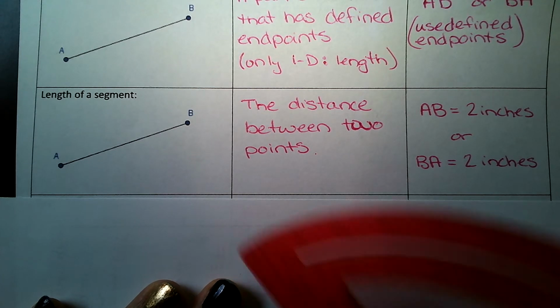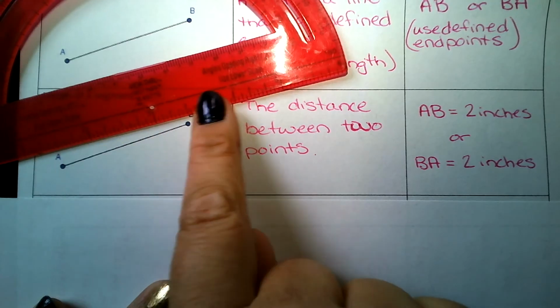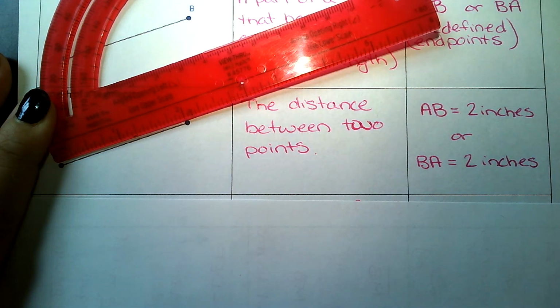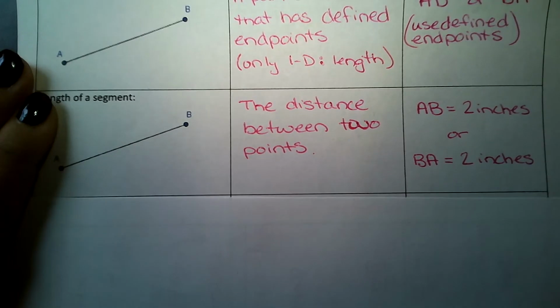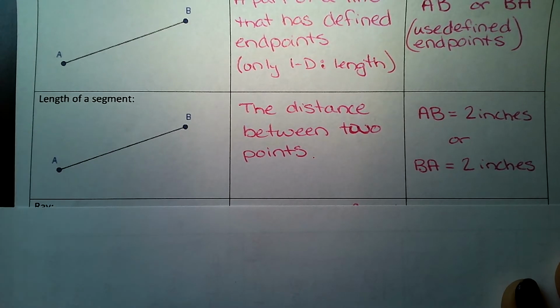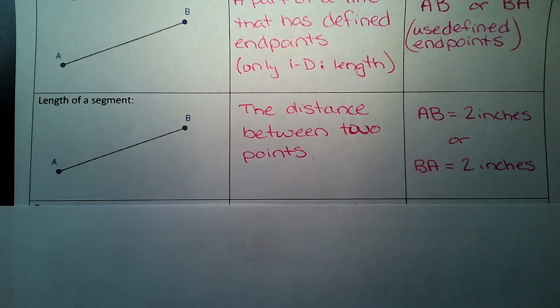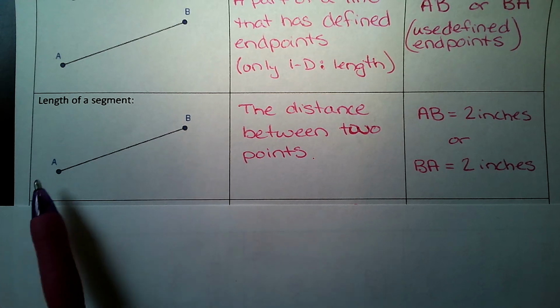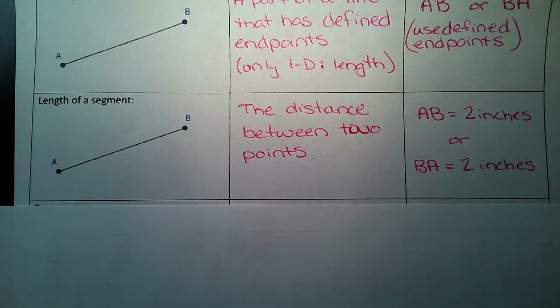I have this protractor here, but I'm going to use the ruler edge, and I can measure this line segment to be 2 inches. So the length of a line segment is the distance between the 2 points. I could use inches, I could use centimeters, I could use feet if it was a really big line segment. We could use miles if we're thinking about the points representing location. The distance from Salem to Roanoke may be measured in miles.